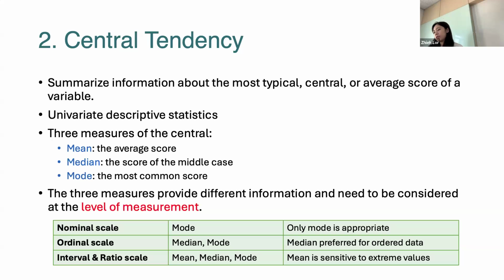But these three measures provide different information, and we need to consider the level of measurement. Remember, we talked about measurement and the different levels of measurement. When you have a nominal scale, you'll probably look at the mode, the most common score, because only the mode is appropriate. Because you're using nominal data, you wouldn't have a mean score at all. For an ordinal scale, you look at the median and mode; of course, we prefer the median. And for interval and ratio, we look at all of them.